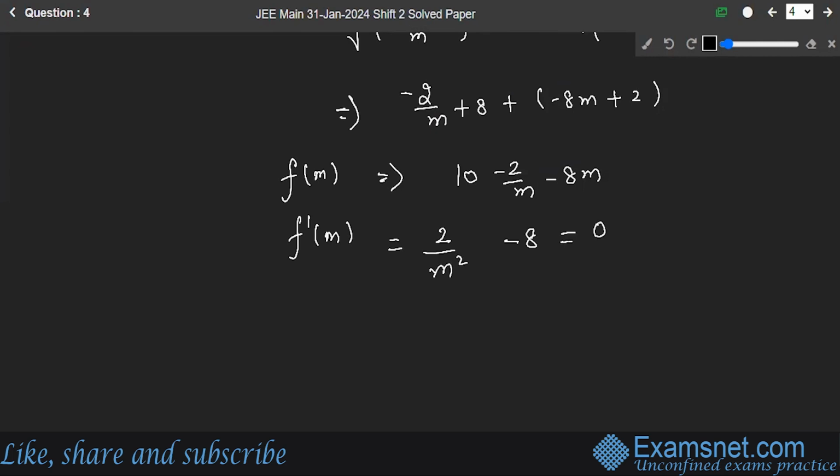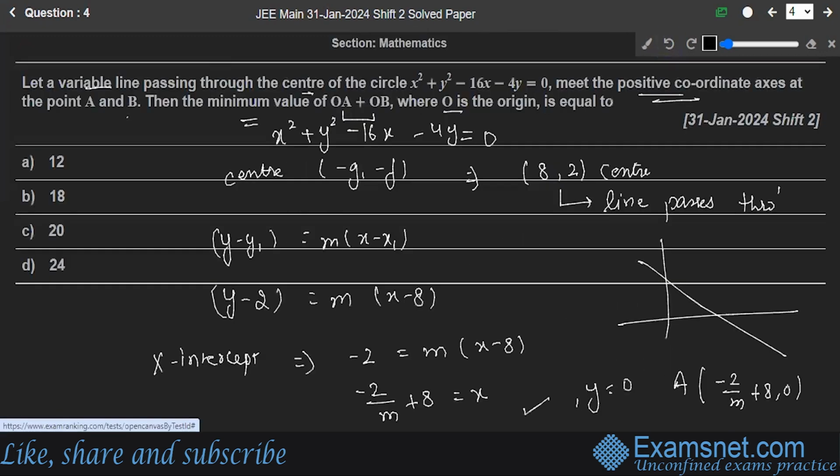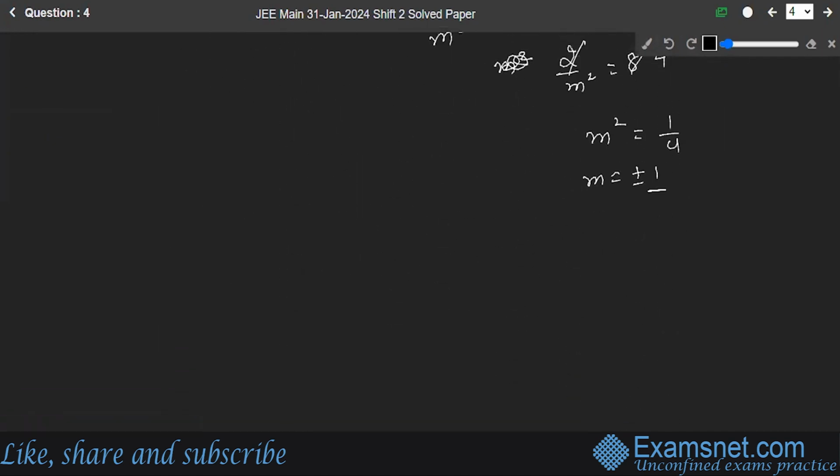This will be 0. So this gives me m square, let's write it, 2 upon m square is equal to 8, or you will have m square is equal to 1 by 4. That gives you m as plus minus 1 by 2. So the slope can have a positive or a negative value. For the minimum, I'll be taking the slope m as minus 1 by 2.